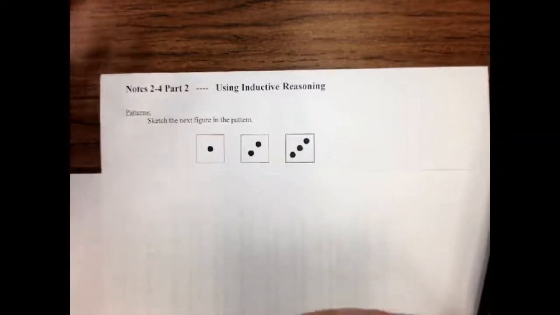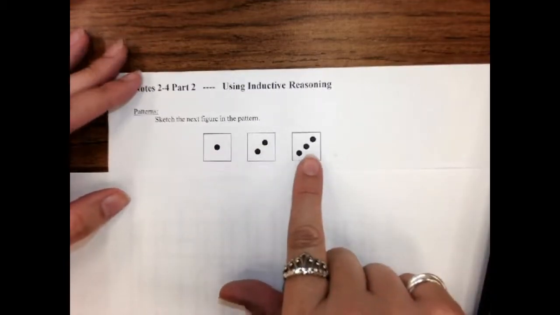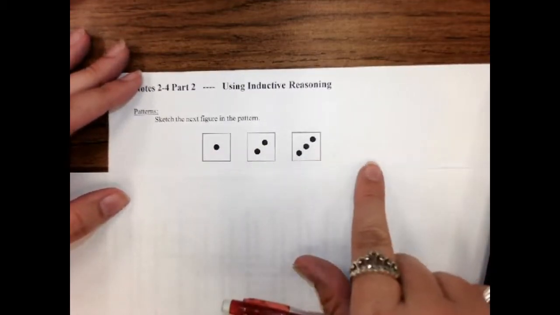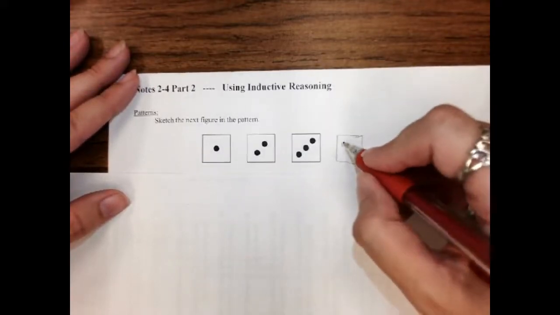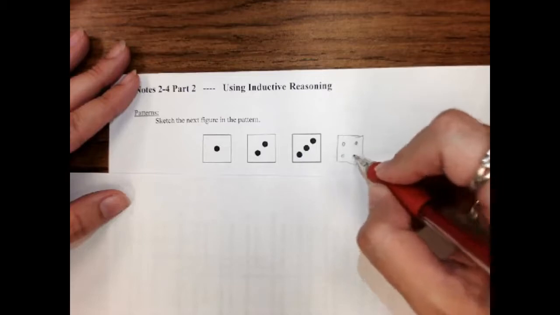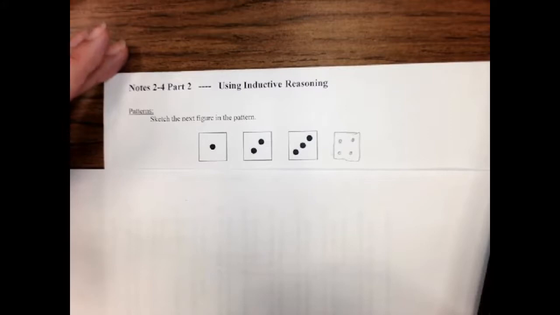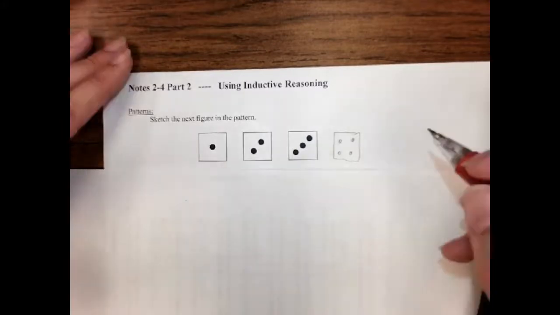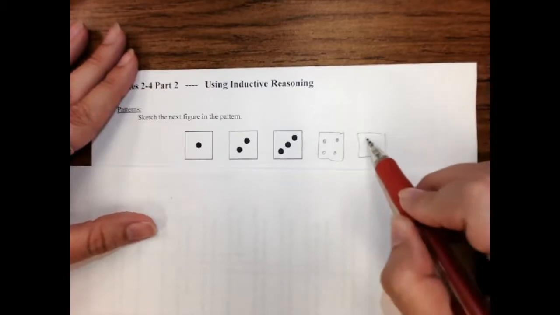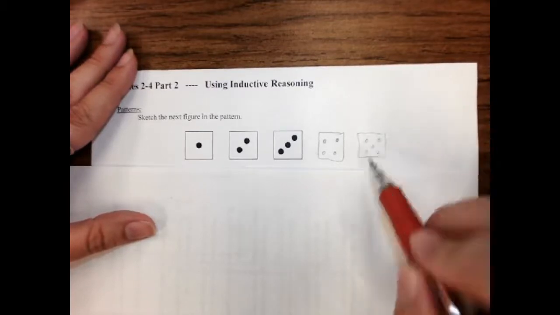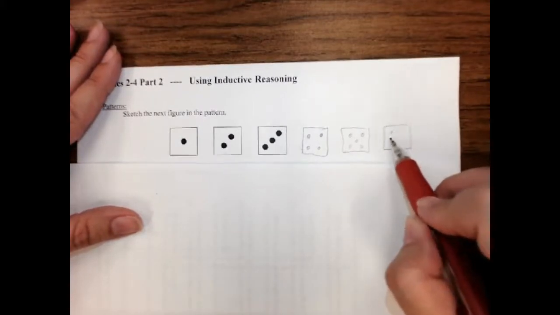Well, I think this one is pretty obvious. We have 1, then 2, then 3. The next one would have 4. And if you actually know what dice look like, they look like this for 4. On your homework problems, they're going to ask for the next 3 in the pattern, so we're going to go ahead and do that here. So what would the next one look like? Well, it would look like 5. And then the next one would look like 6.